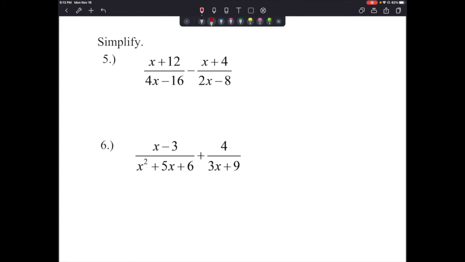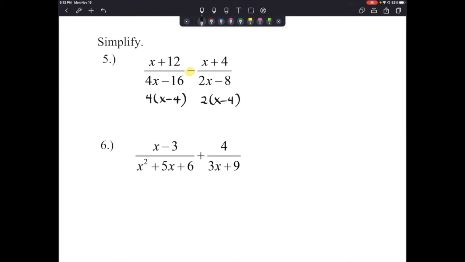All right, a couple more and then we'll be done here. So you just have to make sure you're paying attention to this. Okay, if it's minus, just got to be careful. Let's factor first. We have x plus 12 over 4x minus 16. That's going to give us a 4 times the quantity of x minus 4. On the right side, if we factor out a 2, we'd have 2 times the quantity of x minus 4.